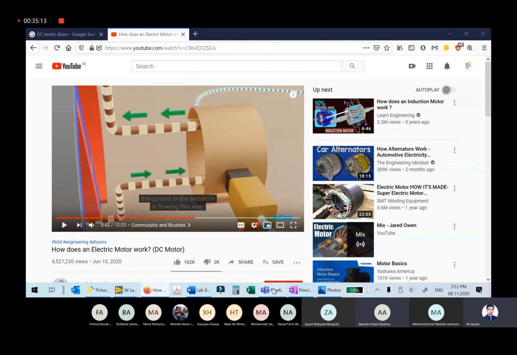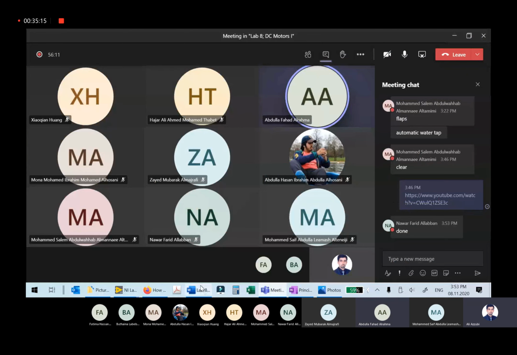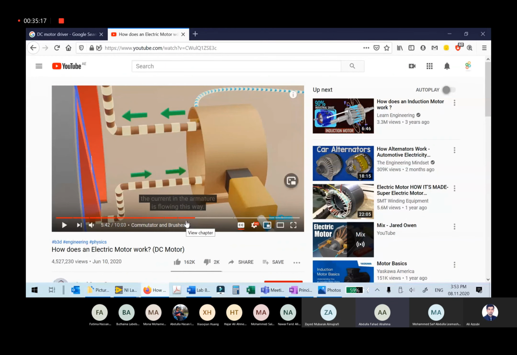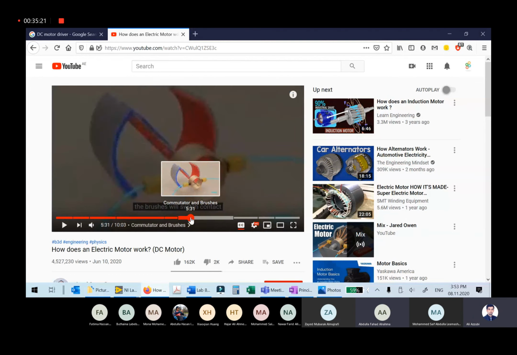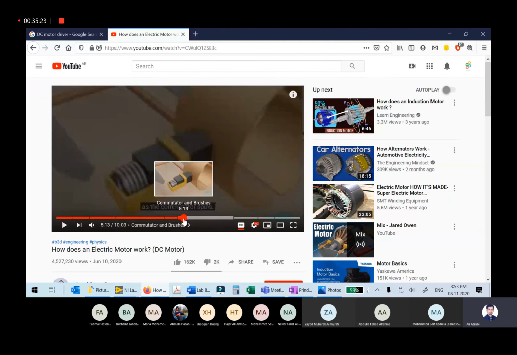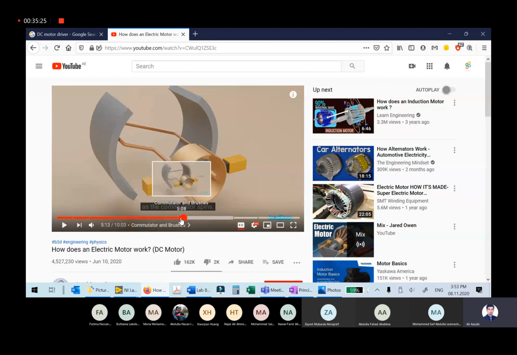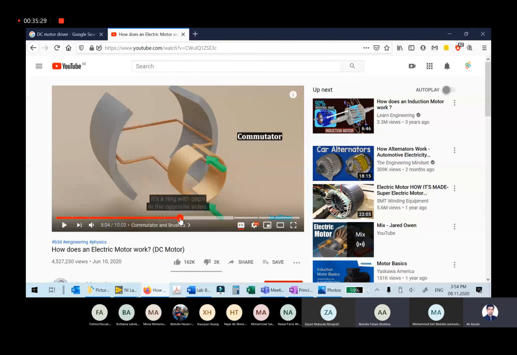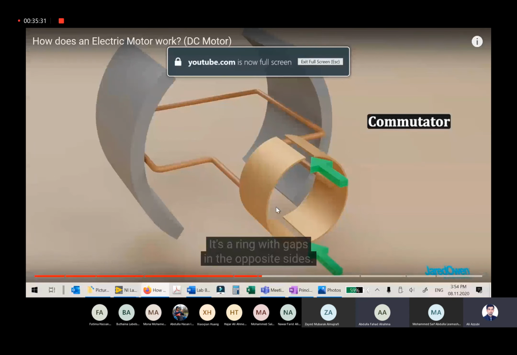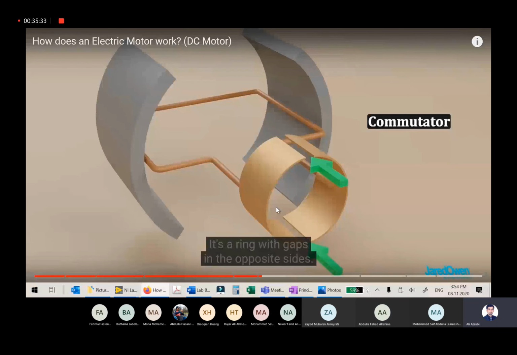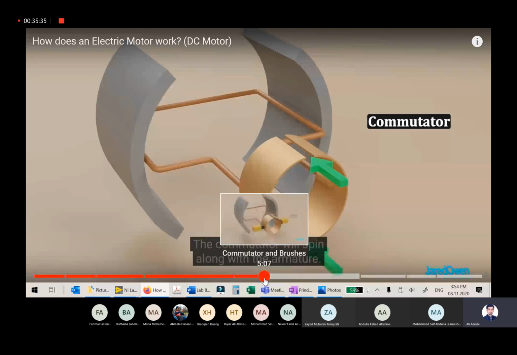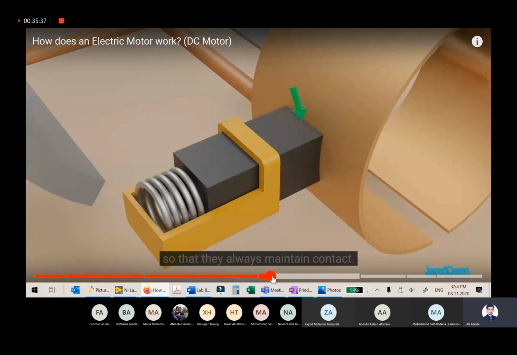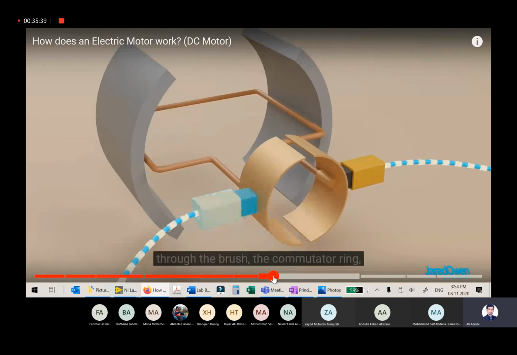Doctor, I have a question, something that I did not understand. Please. Why in the gap does it switch the polarity? Let's see where. You mean like this? Yes. So what happens is, let me go to the critical moment.